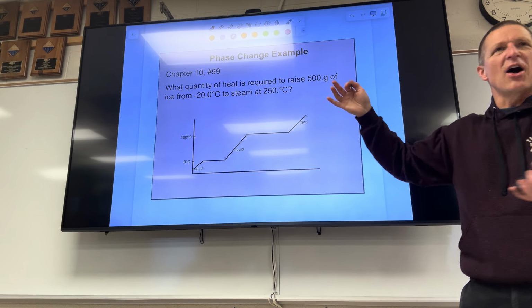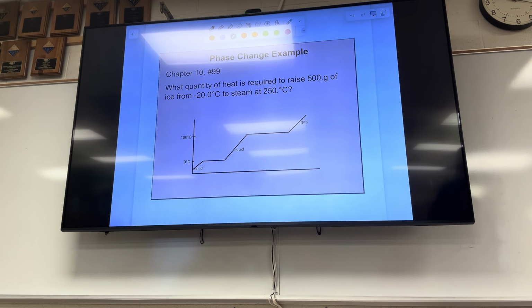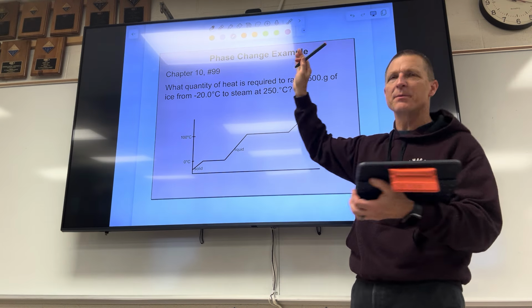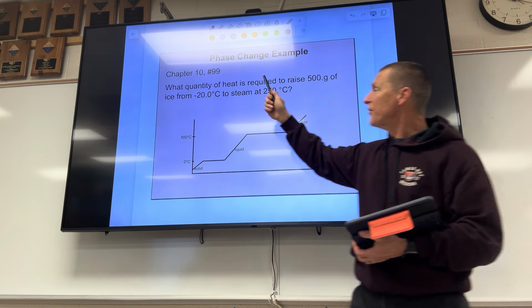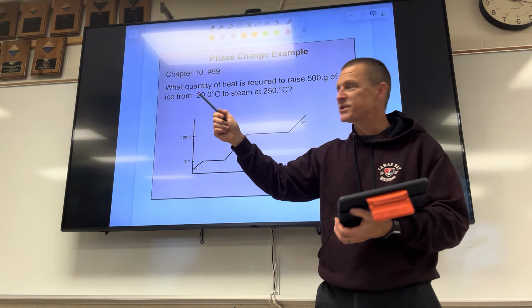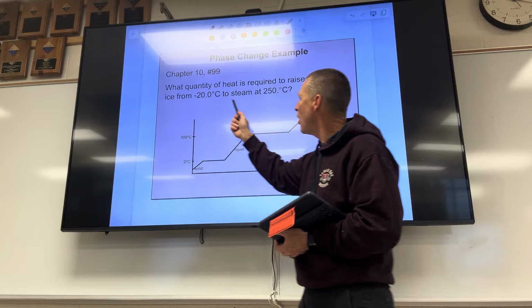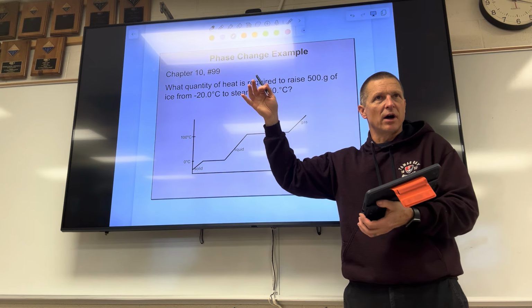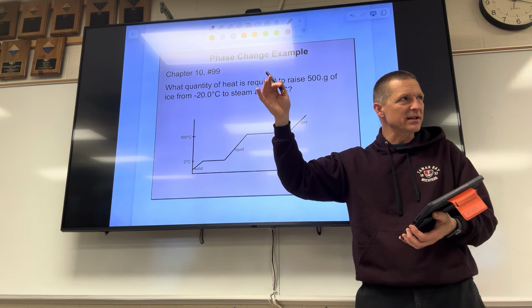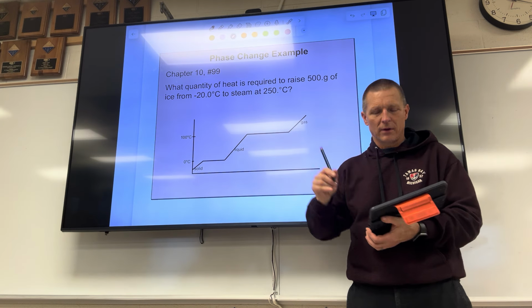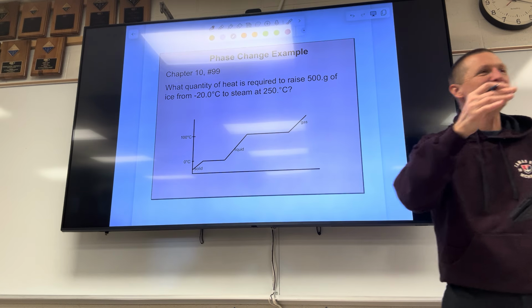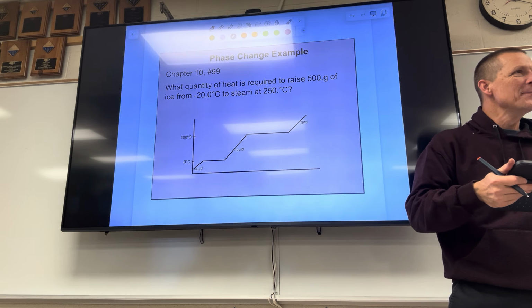And this would be one of those. It looks harmless enough. What quantity of heat, we're going to have to calculate Q, is required to raise 500 grams of water, oh good, there's a mass, of ice, not water, it's ice that we're starting with, from negative 20 all the way up to 250 degrees. And of course, it's going to undergo phase changes as it does this.